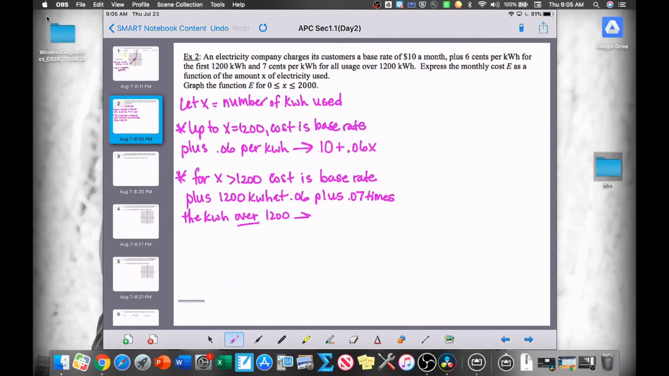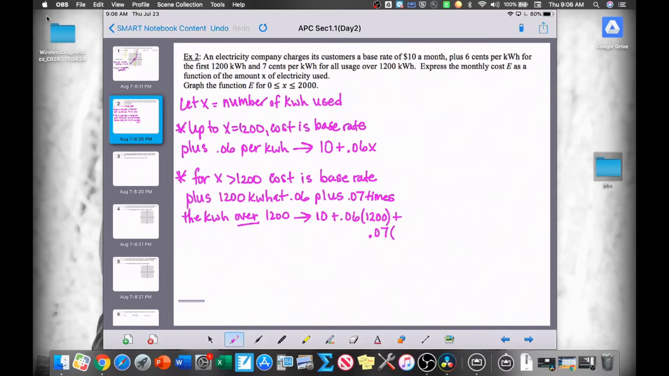Okay, so in equation form, that is going to be our $10, our base rate, plus that 6 cents per hour, but we know we're over 1,200. So we know we're going to be paying 6 cents per hour times the 1,200 that we use, plus then it's going to be 0.07 times whatever X is. So let's say X is 1,300 kilowatt hours. Well, remember, we're not paying 7 cents times the 1,300 kilowatt hours. We're paying for whatever kilowatt hours it is more than 1,200.